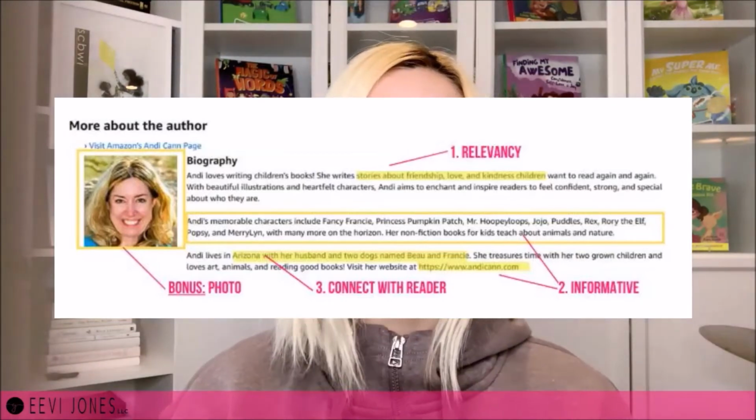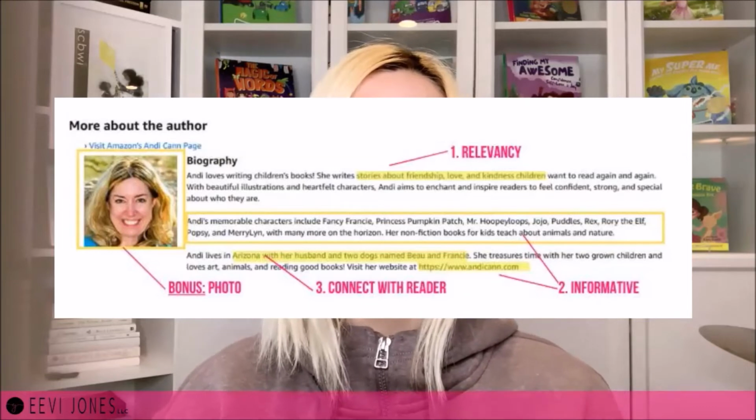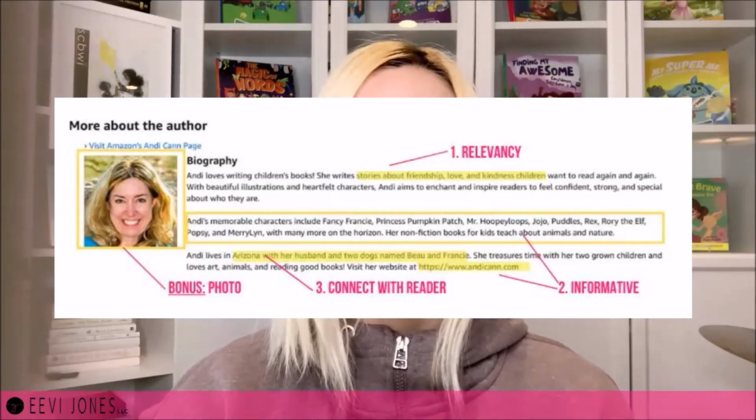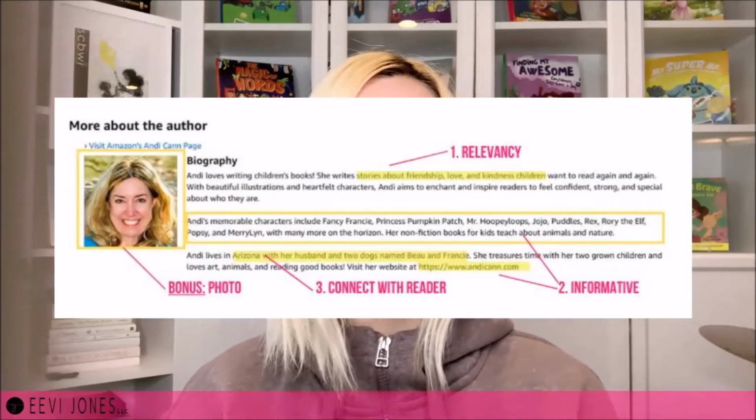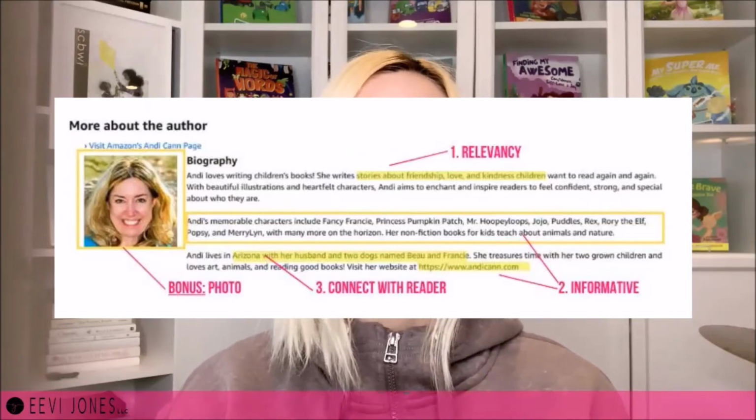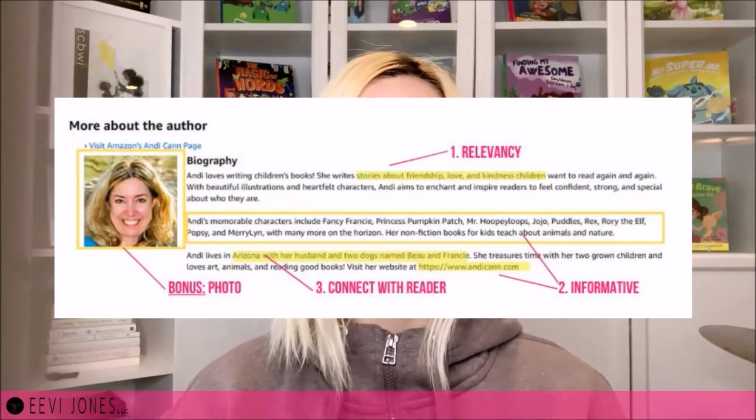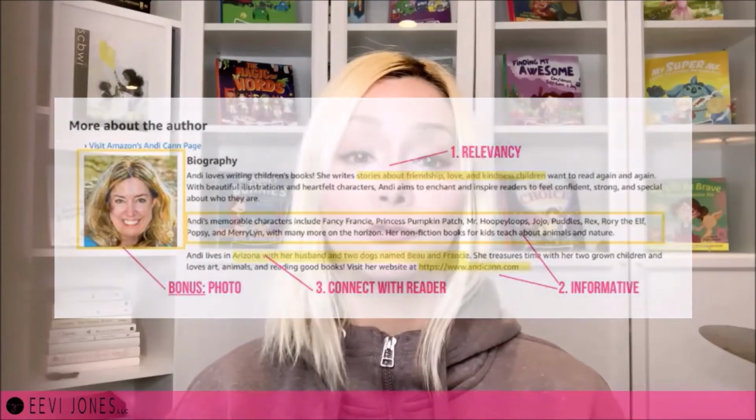Now again, this bio is very short, but lets readers know all the relevant information. I love Andy's use of colorful adjectives. After reading the short bio, we already know so much about her. More importantly, this bio makes me feel like Andy truly cares about her readers.